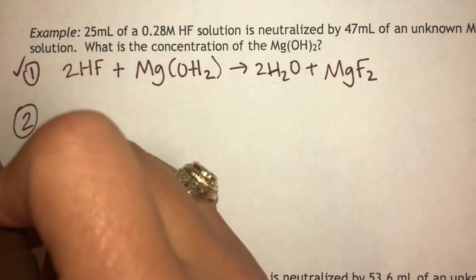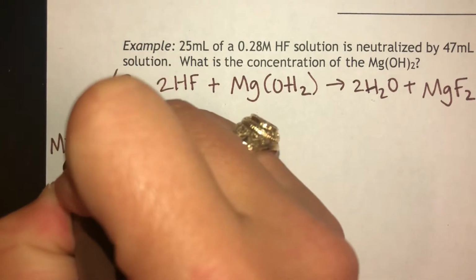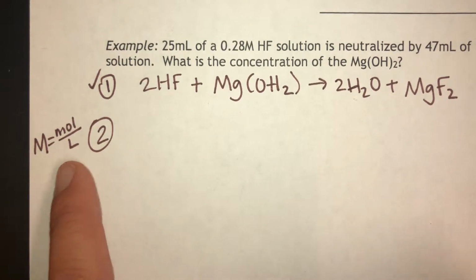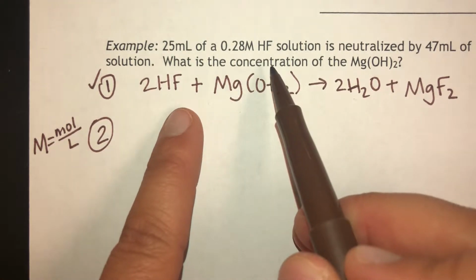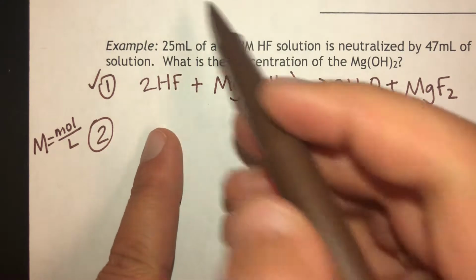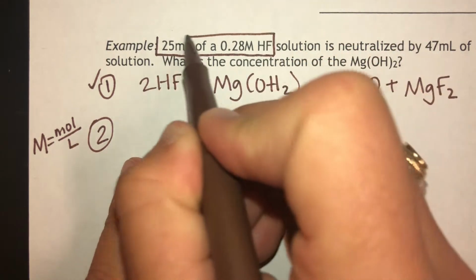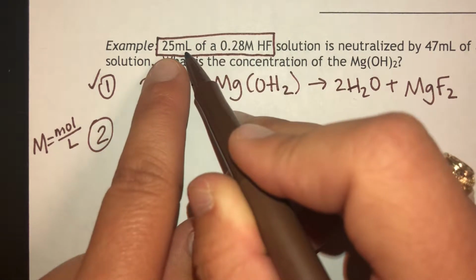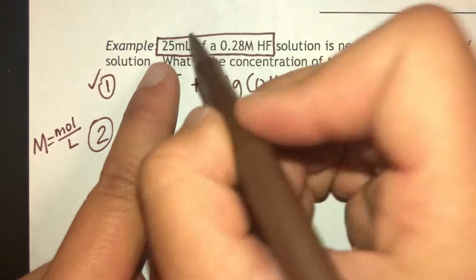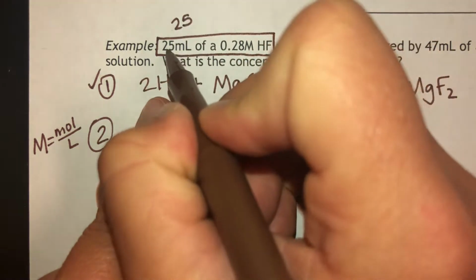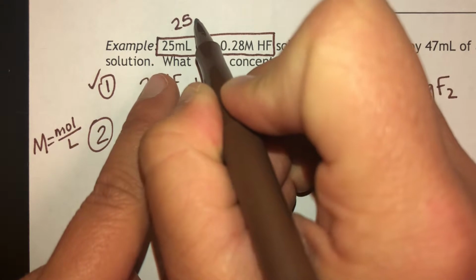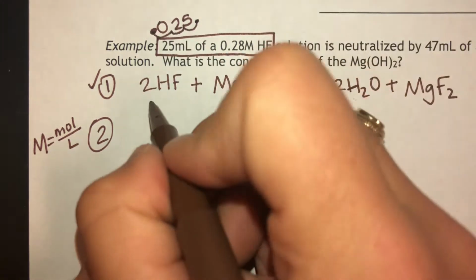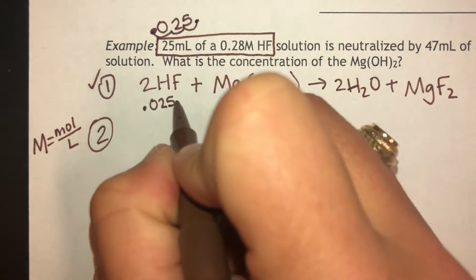Step 2 is going to be using our formula, molarity equals moles over liters. It's very simple. And we're going to go up into our problem and use the numbers that they've given us. So for HF, they gave us 25 milliliters and 0.28 molarity. We cannot use milliliters, so we're going to convert this to liters. To do that, we just move our decimal 3 places to the left. When we don't see a decimal, we know it's at the back. So 1, 2, 3, which makes us at 0.025 liters.